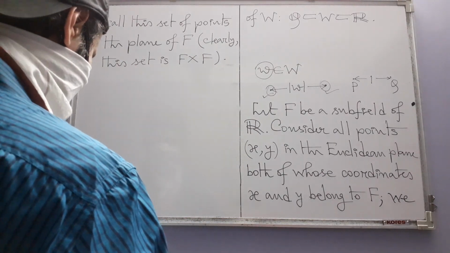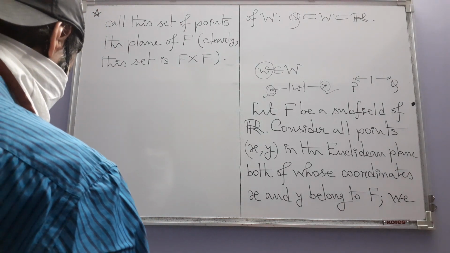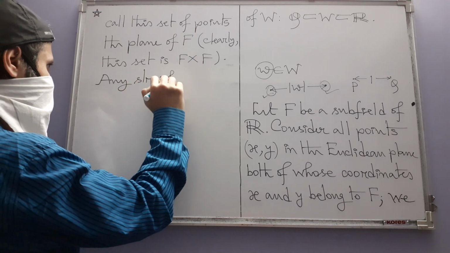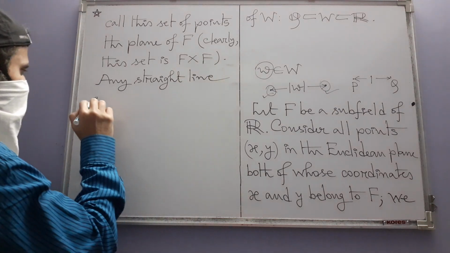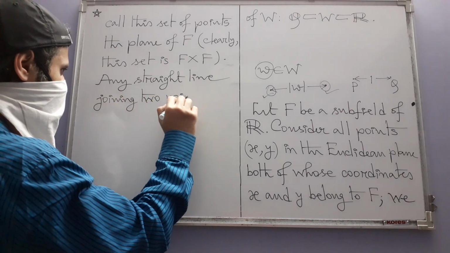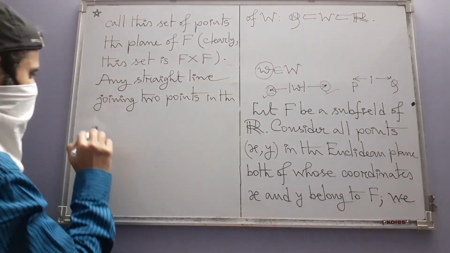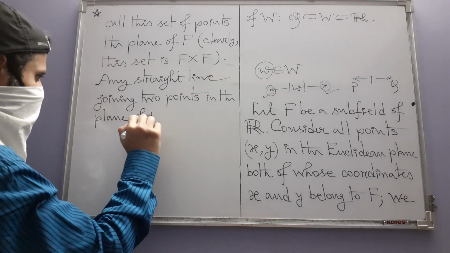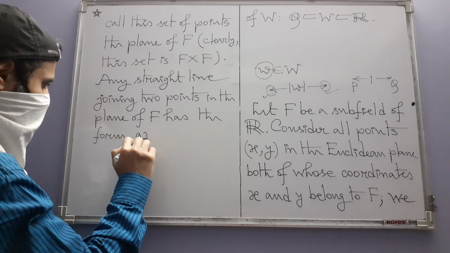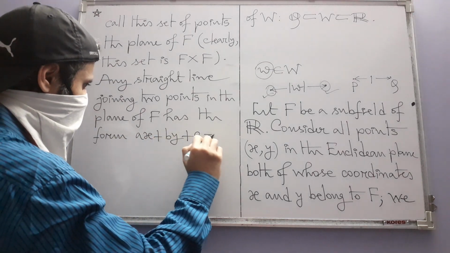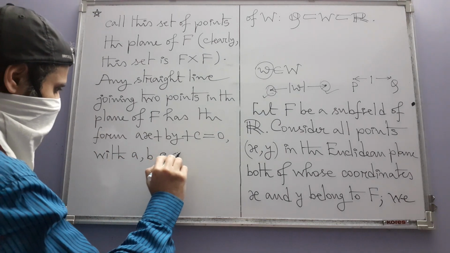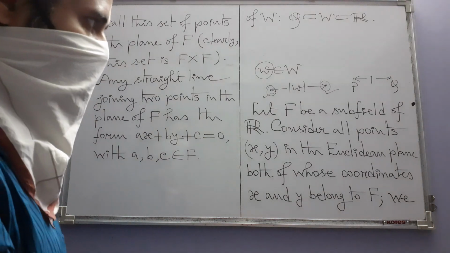Now, here are some facts about this object. Any straight line joining two points in the plane of F has the form ax plus by plus c equal to 0, with a, b and c in F. Okay, this is a fact.